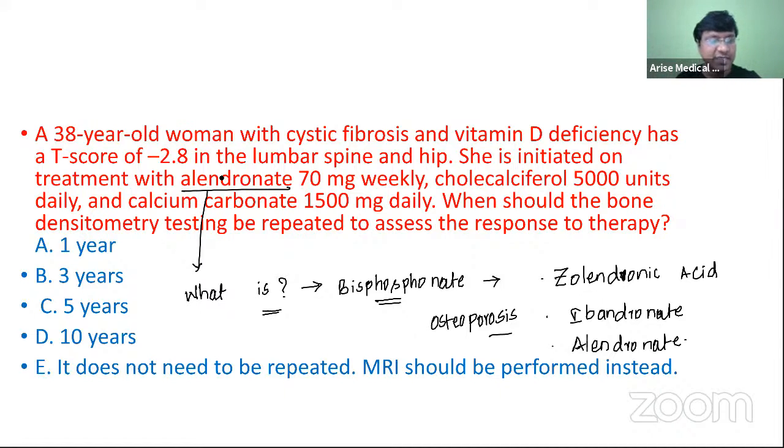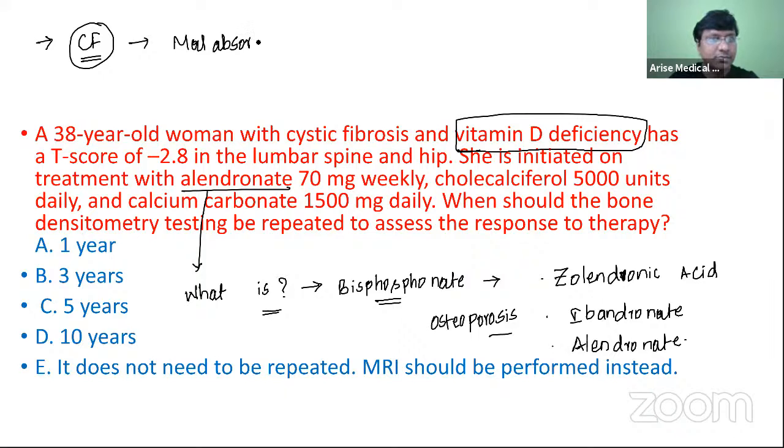Now, what is the next question? What did I ask you in this? Why does this particular patient have vitamin D deficiency? Because in patients with cystic fibrosis, they have malabsorption.